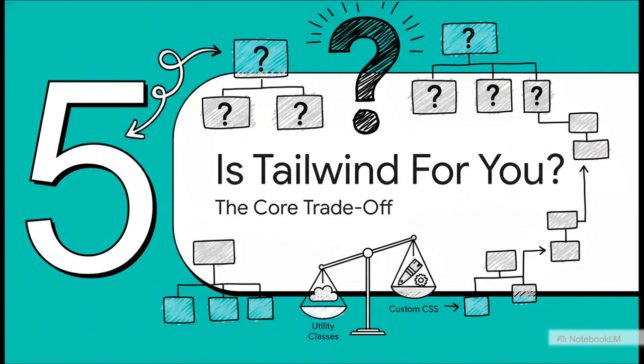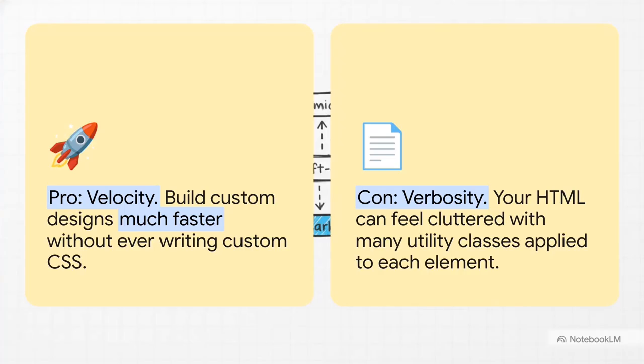So after all that, we land on the final, most important question. Is this the right tool for you and your next project? It really all boils down to this core trade-off. On the one hand, you get incredible speed. You can build completely custom designs faster than ever without writing a separate line of CSS. On the other hand, your HTML gets verbose. It just does. All that styling logic lives right there in your markup. And for some people, that visual clutter is a deal breaker.